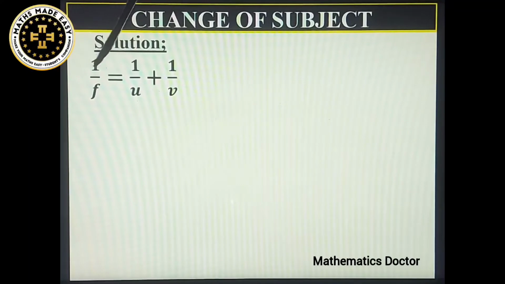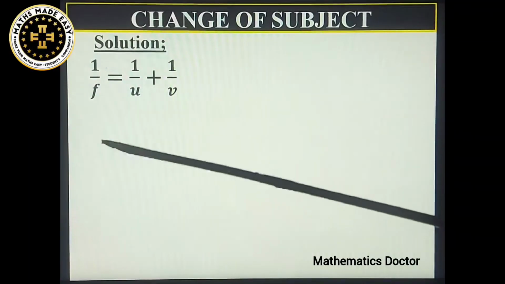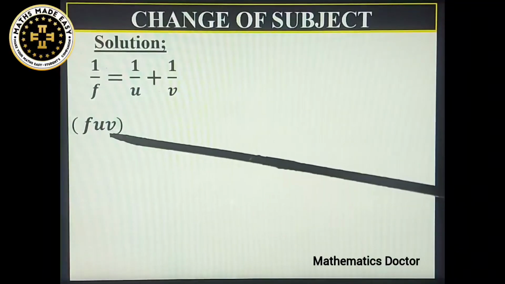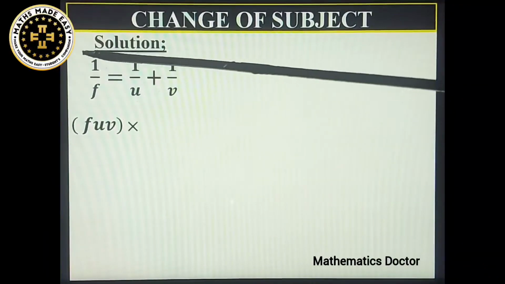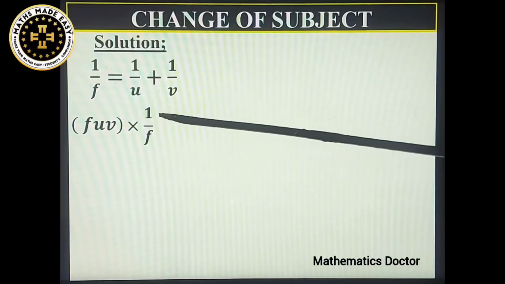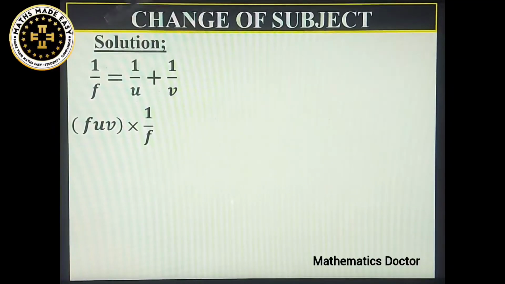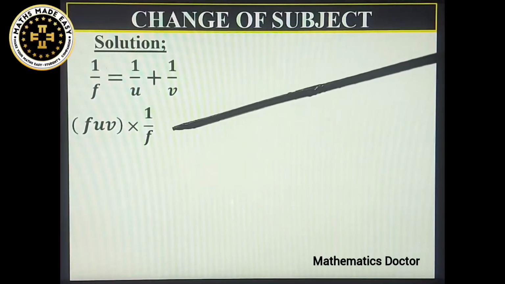The first term is 1 over f, which happens to be a fraction. So we bring the LCM, which is fuv, and multiply it by 1 over f. So it becomes fuv times 1 over f. Right after 1 over f, we have the equal sign. So let's bring the equal sign in place.